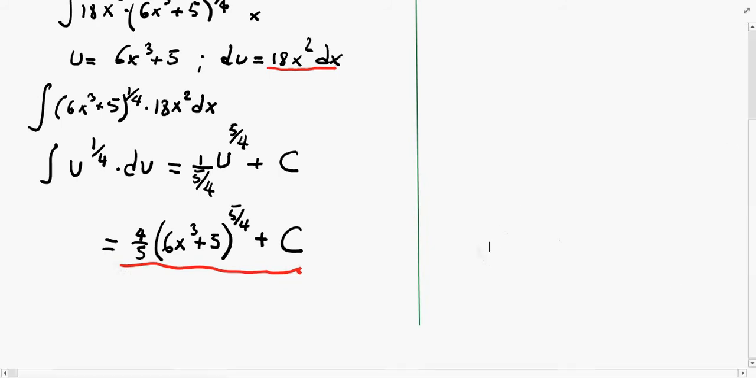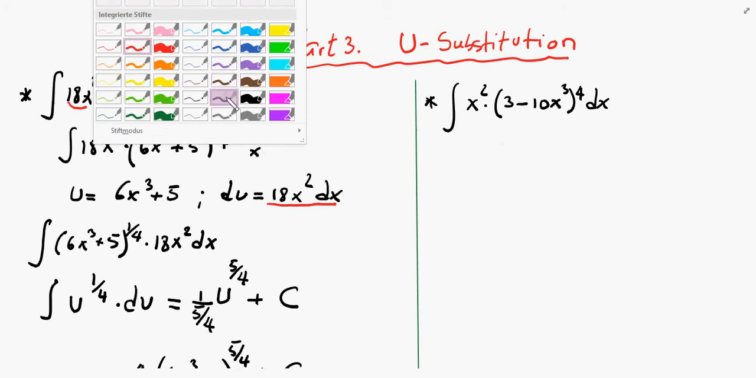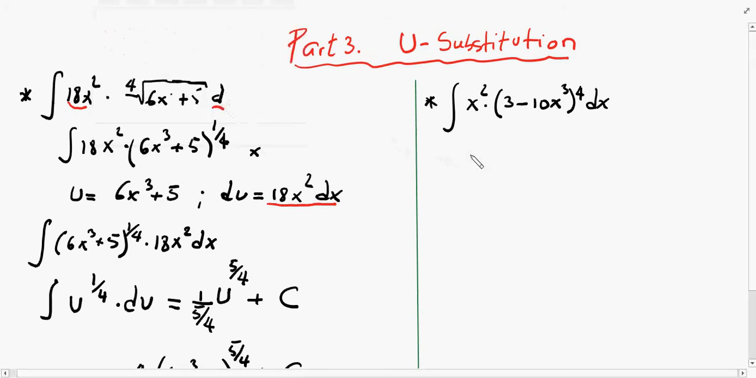Now we're scrolling back to the second exercise. In this exercise, we can consider u as 3 minus 10x to the power of 3, and its derivative will be minus 30x to the power of 2 dx.